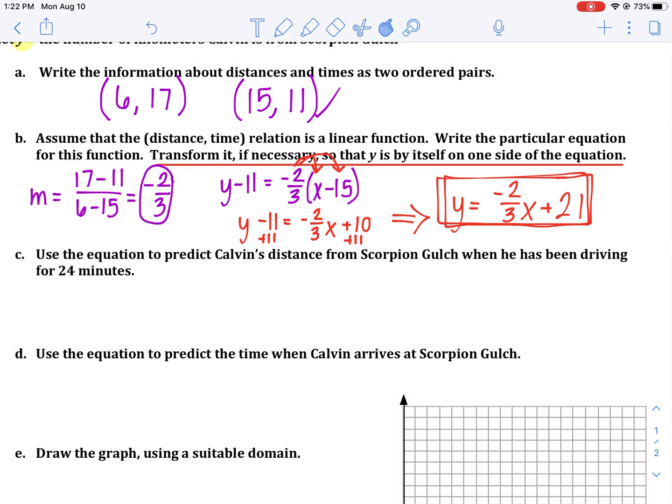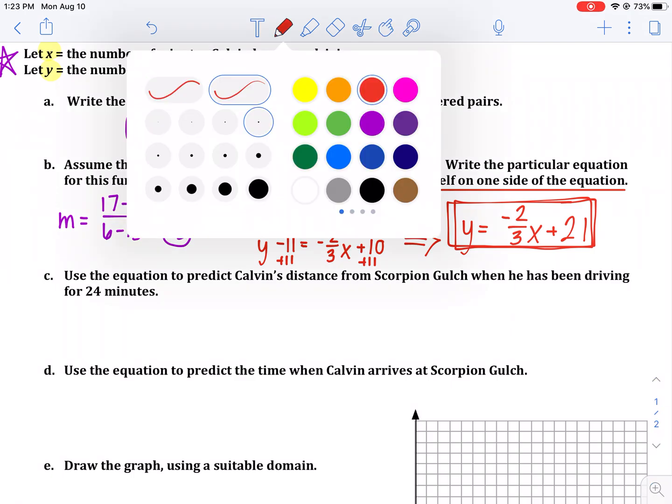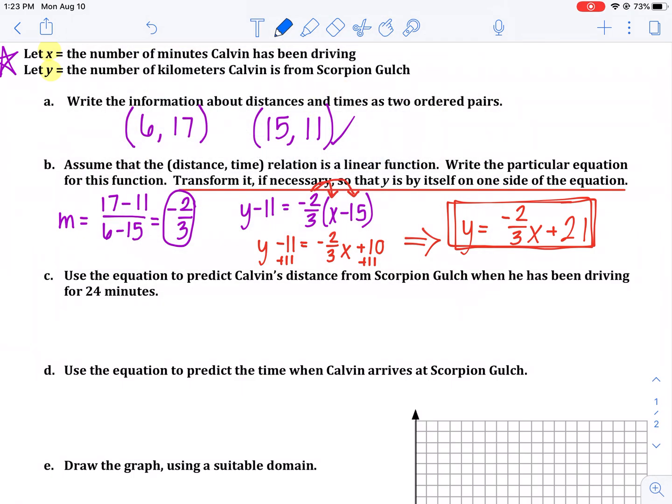Part C, use the equation, which we just found in red, to predict Calvin's distance from Scorpion Gulch when he has been driving for 24 minutes. Now, luckily I wrote down my variables up there. Well, what does minute stand for? Is 24 minutes the x or the y? Well, looking up here, let x be the number of minutes. So right away, I know I'm trying to find the y when x is 24.